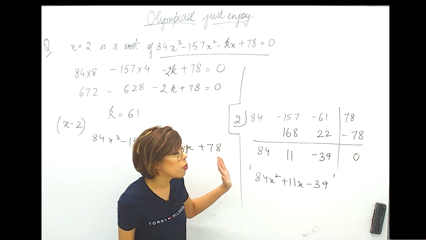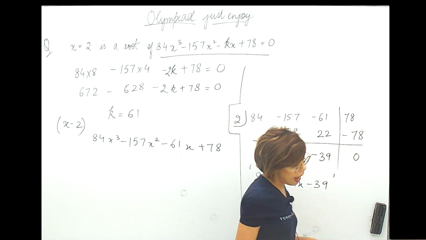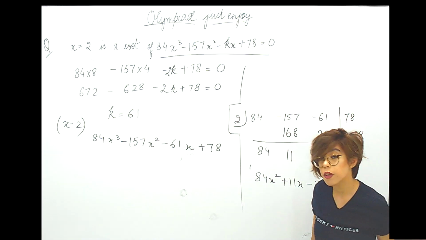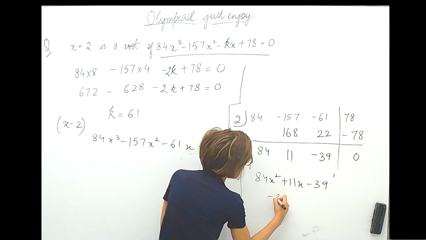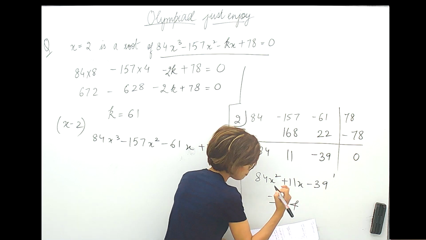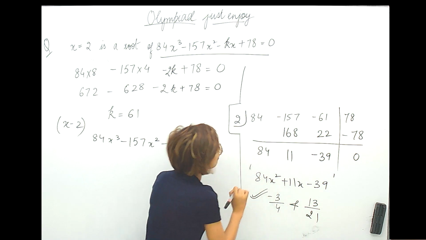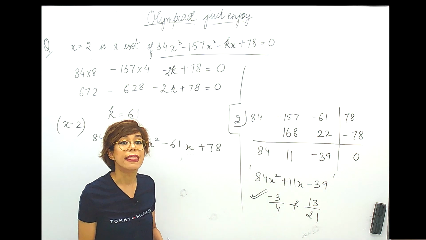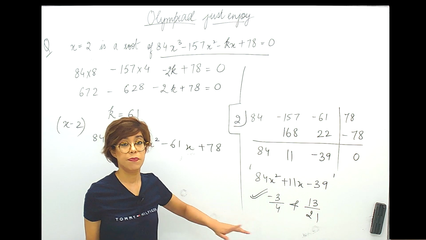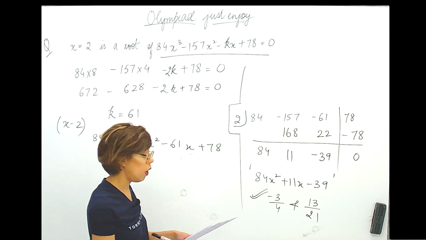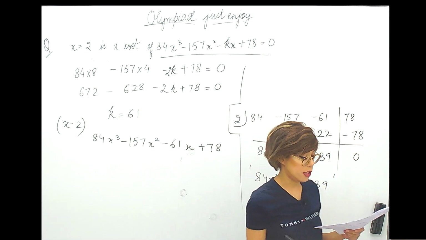Now, I hope you can finish this on your own. I'll tell you the answer. The other roots are minus 3 by 4 and 13 by 21. You can finish this problem on your own and then check the answer. Done? Alright. Let's move on to the next one.